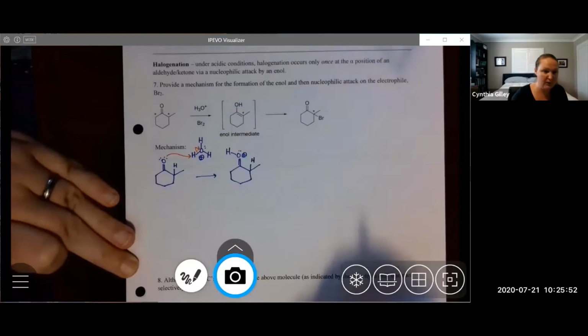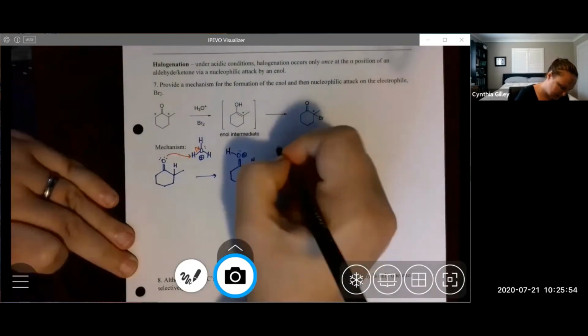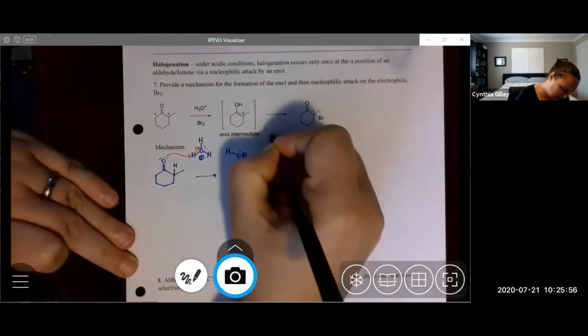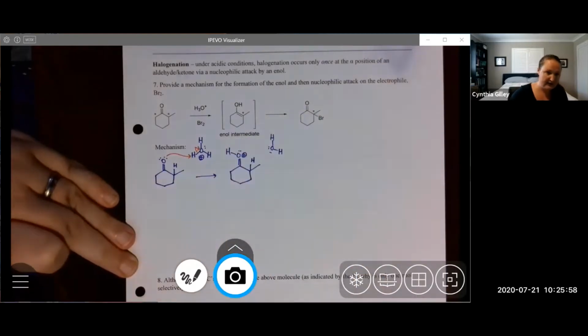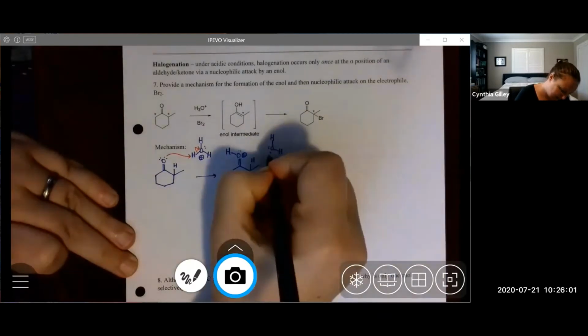Right, now we have a situation where even a weak base such as water can come in and deprotonate.